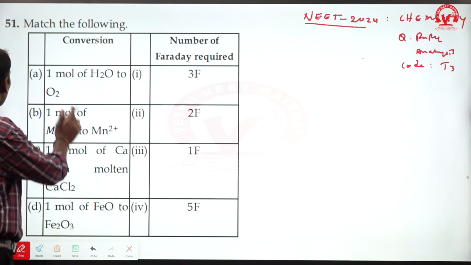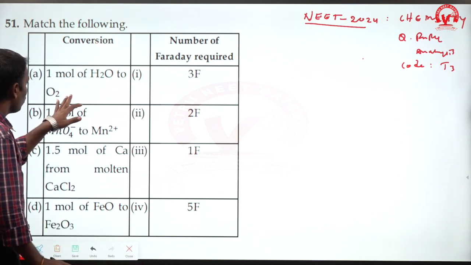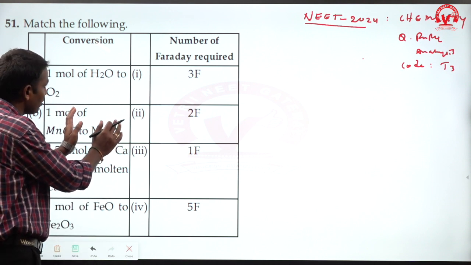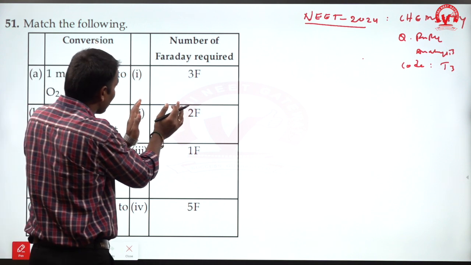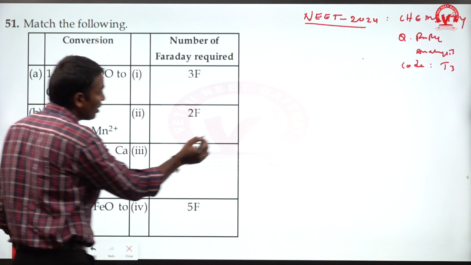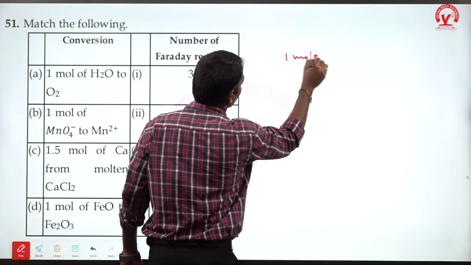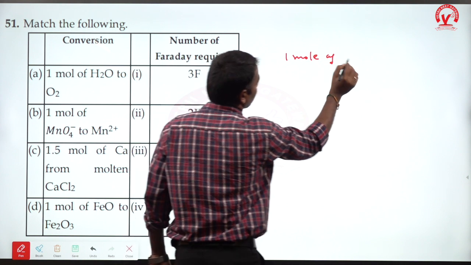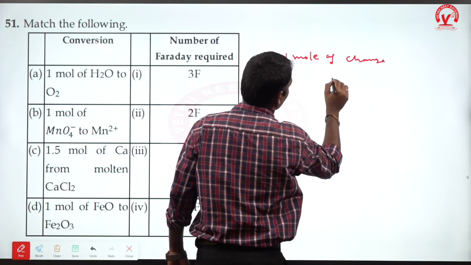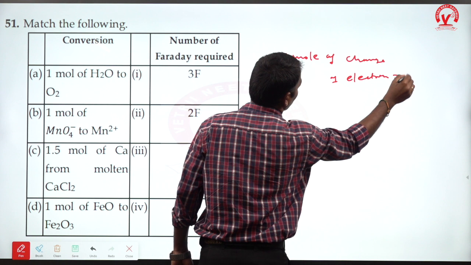Now, question number 51. 1 mole of H2O to O2, that is the conversion. How many Faradays are required for the conversion? Actually, the basic thing here is that the charge of 1 mole of electrons is equal to 1 Faraday.